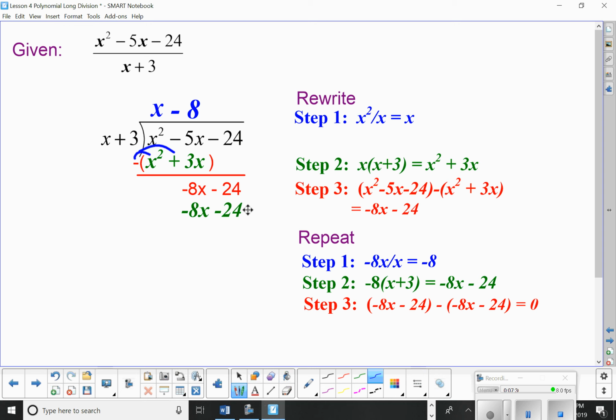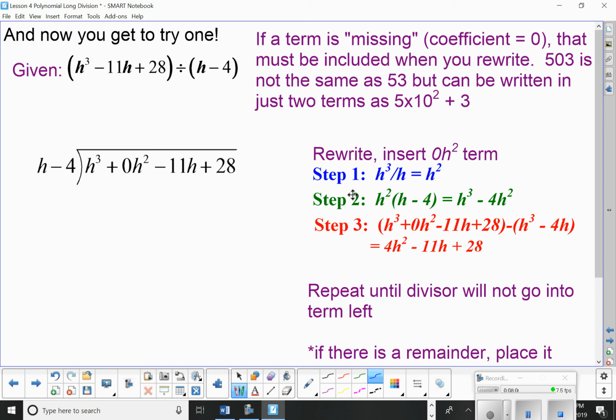What do I have to do? I have to subtract. When I subtract, I get 0. That means my remainder is 0. So that also tells me that x plus 3 is a factor. So that means that this up here is equal to x minus 8. Another way to look at that is if you factored x squared minus 5x minus 24, what would you get? Ooh, x plus 3 and x minus 8. See? All coming together, connections.